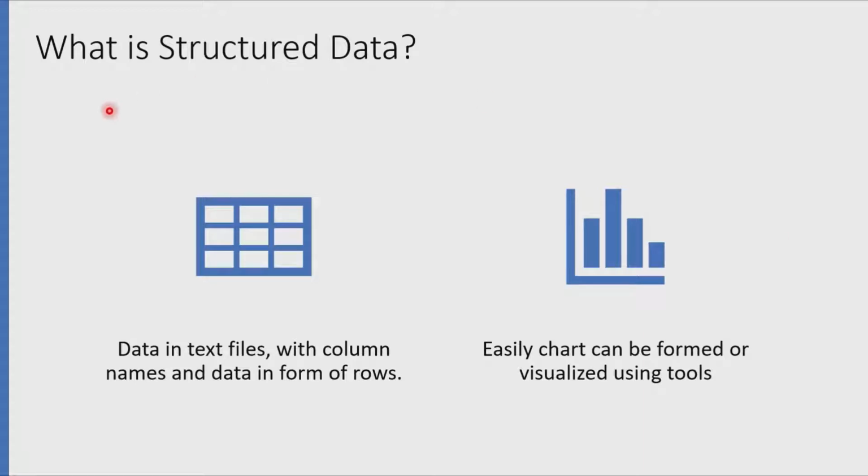So let us see what structured data is. Structured data is the one which may be available in a text file in terms of columns and rows, and can be easily converted into a visualized format like graphs. So it is known as structured data.